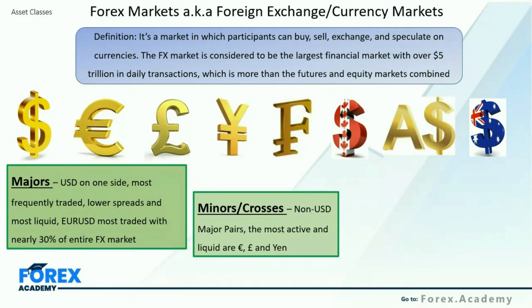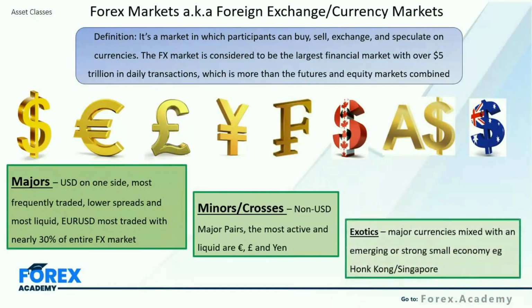So to differentiate the majors, you might be trading the pound dollar, whereas if you're trading a minor or a cross, you could be trading the pound yen or the pound Aussie dollar, for example. So that differentiates the difference between your major currency pairs and your minors or the crosses.